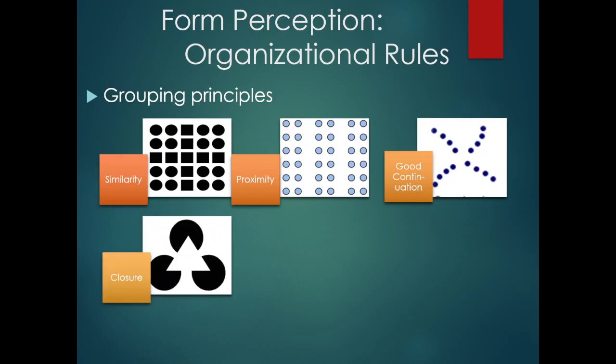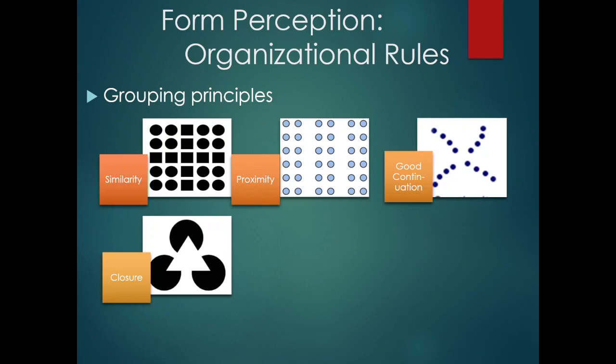Closure is very related to good continuation. Closure is where if there's a gap present, your brain will just go ahead and fill up that gap. So you're seeing a white triangle superimposed over black circles. In fact, it's so convincing that there's a white triangle there that sometimes I'll have students argue with me that they can actually see an edge in that gap between the black circles.